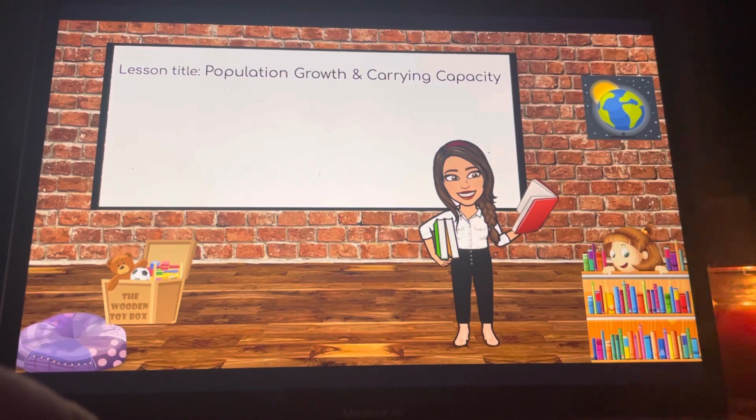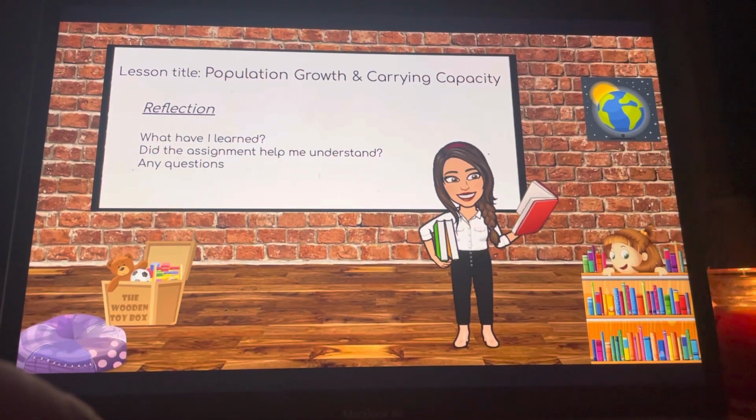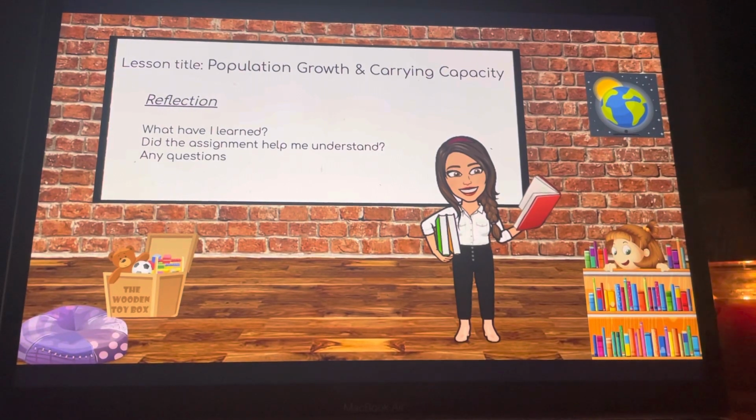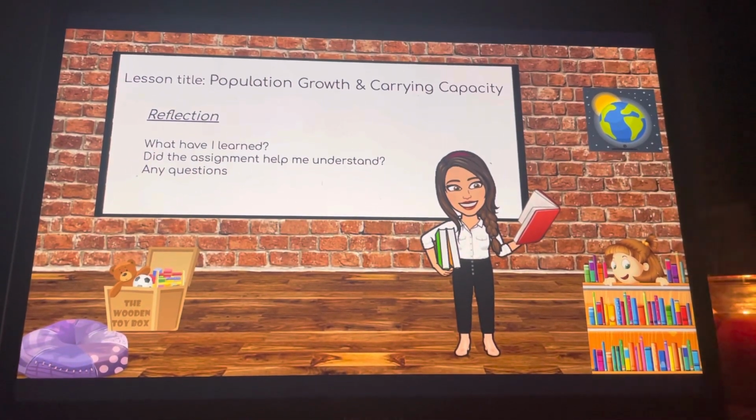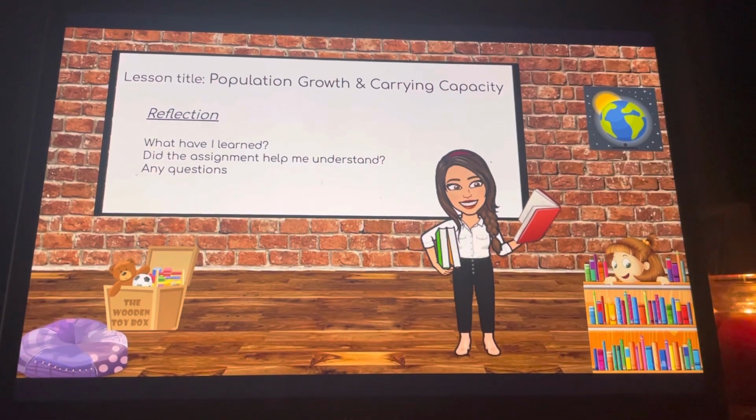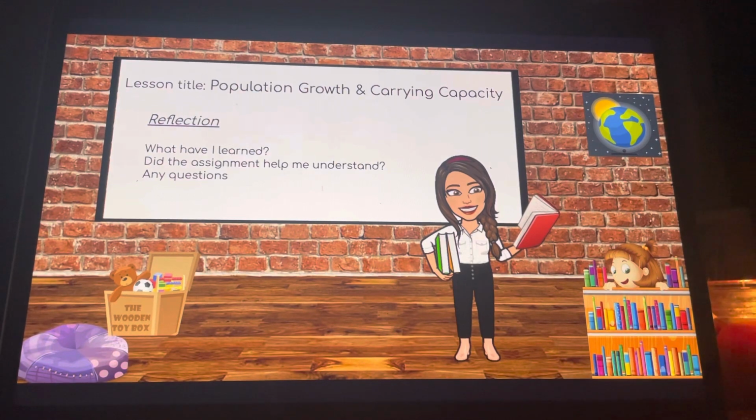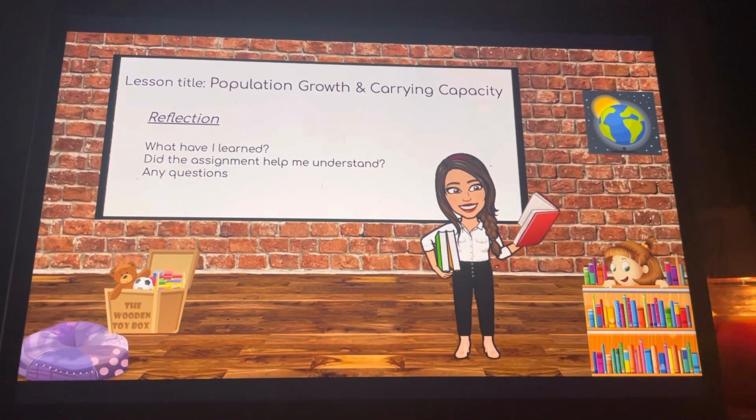You will need to answer in your notebooks: what have I learned? Did the assignment help me understand it all? Answer in complete sentences and complete paragraphs. Again, the reflection underline is something that you need to go ahead and insert into your notebooks, and that will be graded later on. The reflection will consist of: what have I learned? Did any other question help? Did the assignment help me understand?